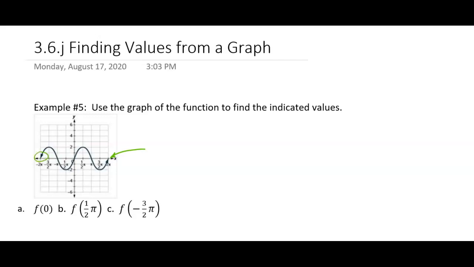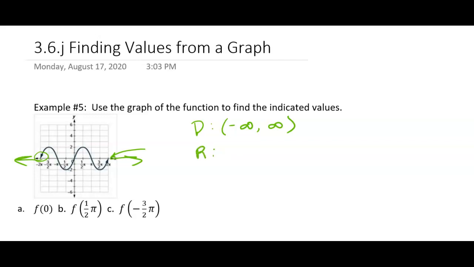If I were to ask you what's the domain, which this question doesn't ask, but I'm just trying to give you some extra information here. The domain for this function would be from negative infinity to infinity, because all the x values keep going. Like there and there, the graph keeps continuing. Now, interesting here, what's the range for this function?